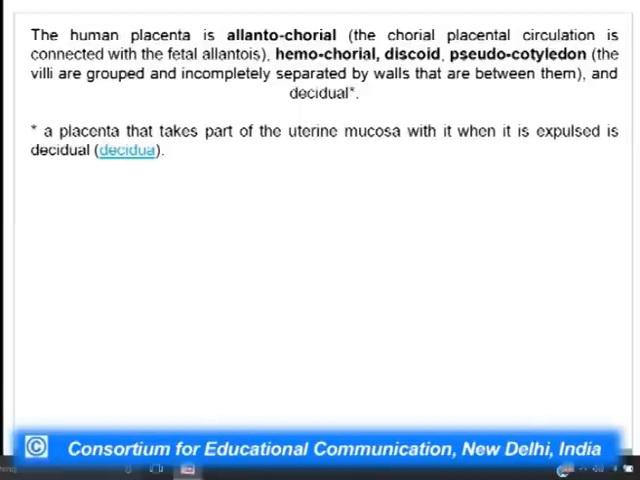Hemochorial placenta, because when parturition occurs there is a blood release, so hemorrhage occurs. It's discoidal because there is a discoid kind of placental arrangement, and pseudocotyledonary because the villi are grouped and incompletely separated by walls between them. So they do form groups; it is discoidal because it is circular in structure, in a disc form. But cotyledonary because on the surface these villi create the impression of cotyledons, although they are not completely cotyledonary. So we can say it is pseudocotyledonary, and decidual placenta.